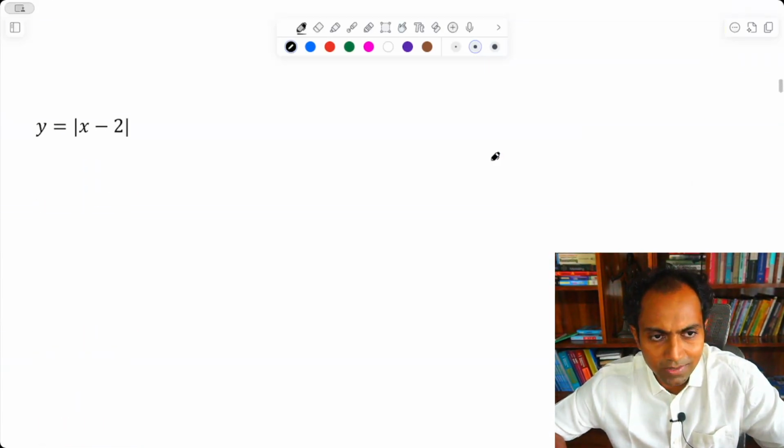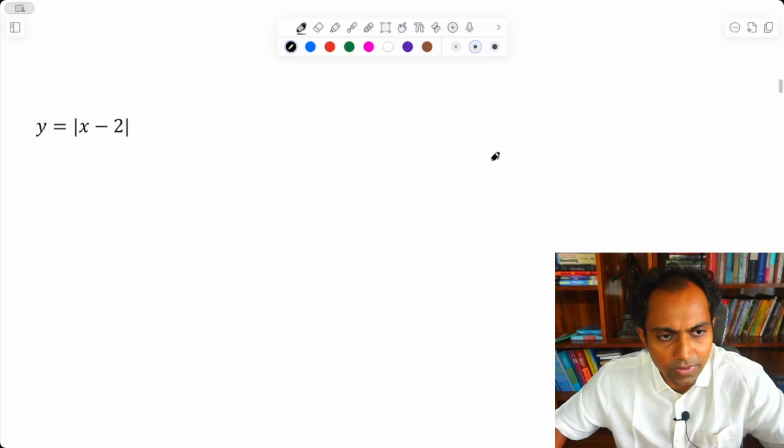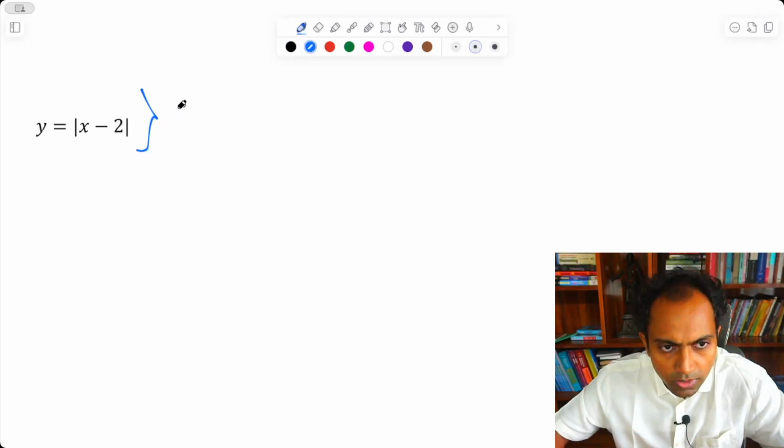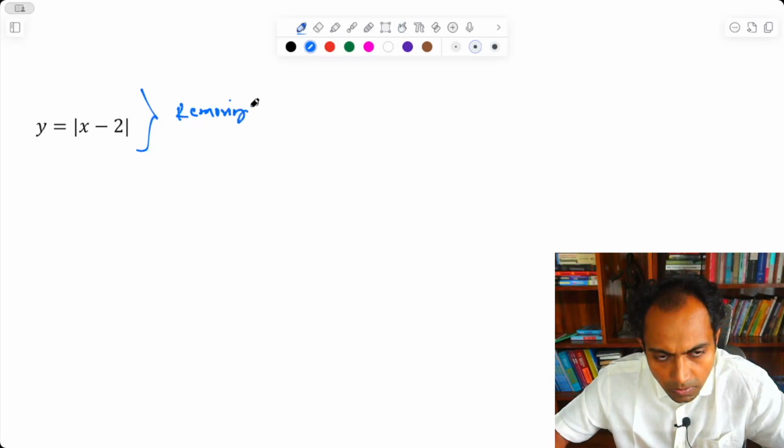So you understand in this manner that I can do whatever I want with x minus 2 if this modulus is not here. So the first thing that we are going to learn is how to remove the modulus sign. So removing the modulus sign, we call this interpretation.